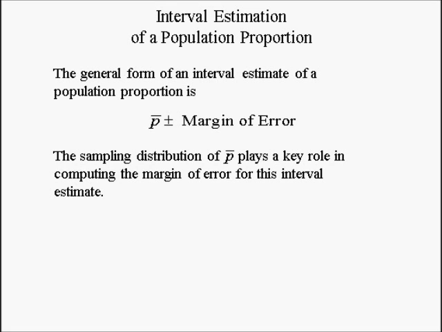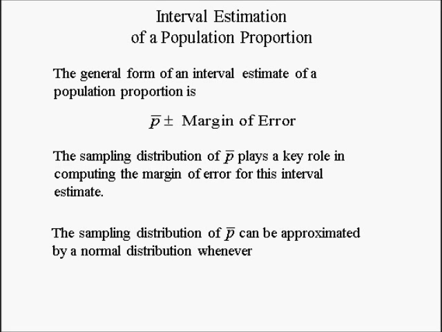The general form of an interval estimate of the population proportion is sample proportion plus or minus the margin of error. The distribution of the sample proportion plays a key role in computing the margin of error for this interval estimate. Recall in Chapter 7 that the distribution of the sample proportion can be approximated by a normal distribution whenever the sample size n times population proportion p is at least 5, and the sample size n times the quantity 1 minus the population proportion is at least 5.